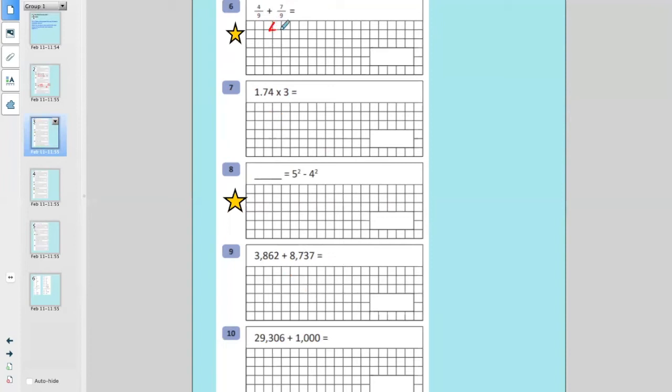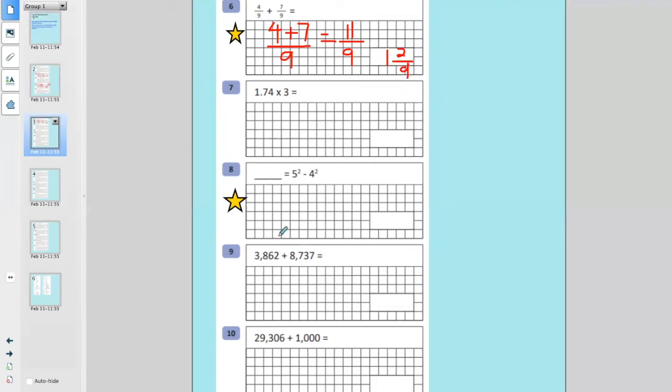Now, all we do is 4 plus 7 over 9, because our denominators are the same. So 4 plus 7 gives us 11 over 9. Now, if you were to convert this to a mixed number fraction, there is only 1 lot of 9 that goes into 11, and there are 2 left over, so it becomes 1 and 2 ninths, or 11 over 9 as your answer.